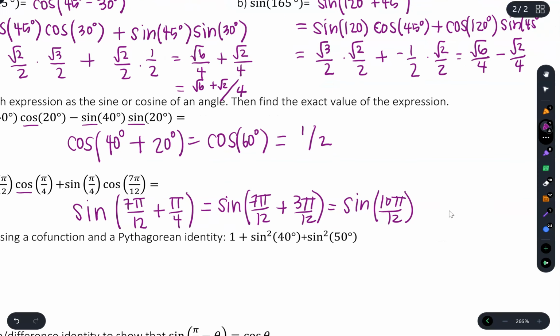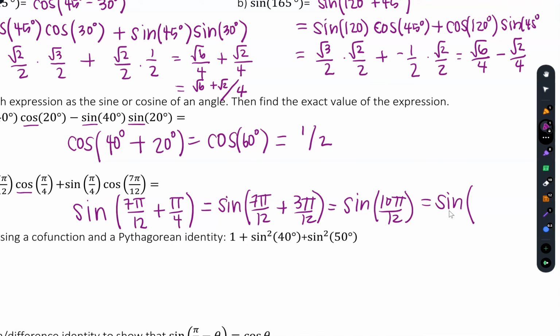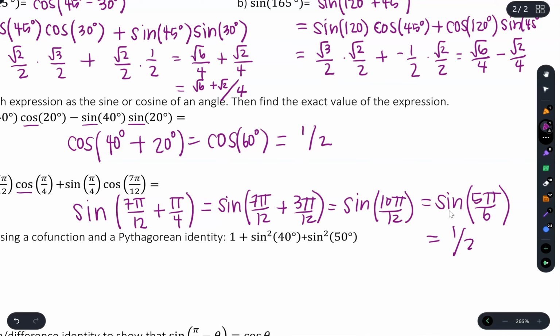And 10 pi over 12 can simplify, so that is going to be sine of, 2 goes into both of those, so that's what, 5 pi over 6. 5 pi over 6 is definitely on the unit circle. So sine of 5 pi over 6, so that's in the second quadrant, so that's going to be a positive 1/2. Okay. Alright, so that's your sum and difference of your angles.